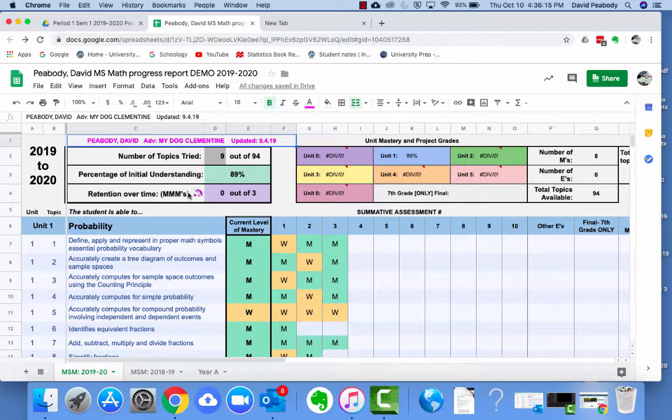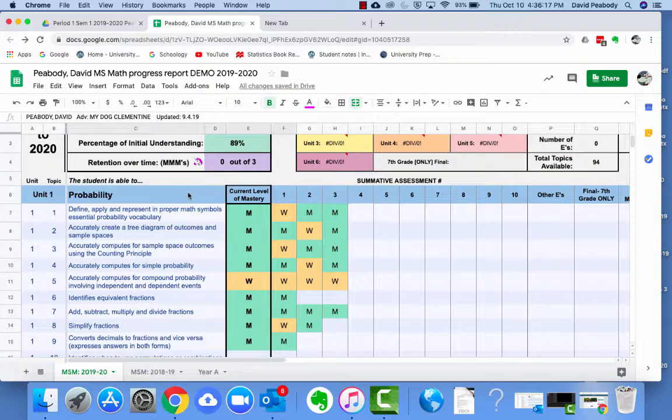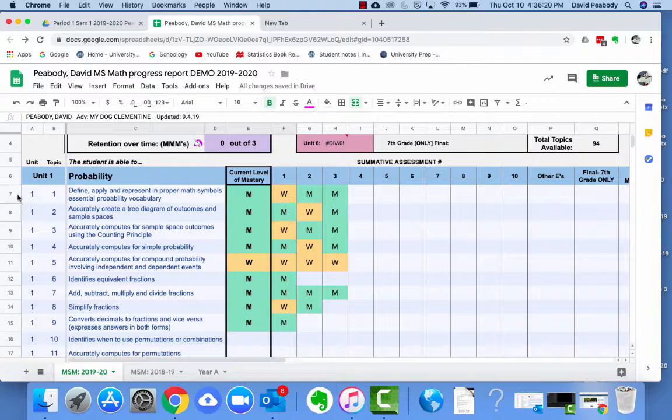And then what's going to be populated now is in Unit 1, so these learning targets from probability vocabulary, computing for simple probability, some fractions, and this area in here where you see the cells that have M's or W's with different colors, they represent the times that those learning targets have been assessed and the achievement of the student on each of those learning targets. An M represents mastery of the learning target, a W represents working toward, and there will be some times when there's E's and N's. But for right now, we want to look for trends in the targets.